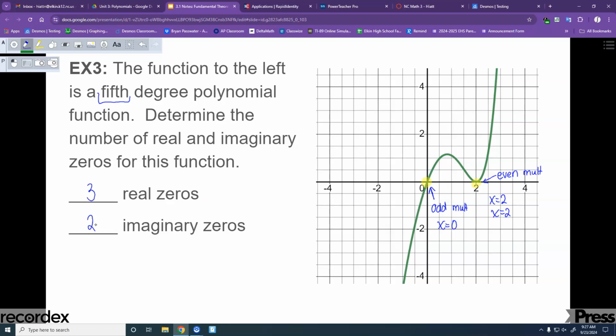What is not an option is 2 and 2. 2 and 2 does not add up to 5, so it can't be our answer. Another thing that is not an option, could I do this? Could I have 2 real zeros, 3 imaginary zeros?